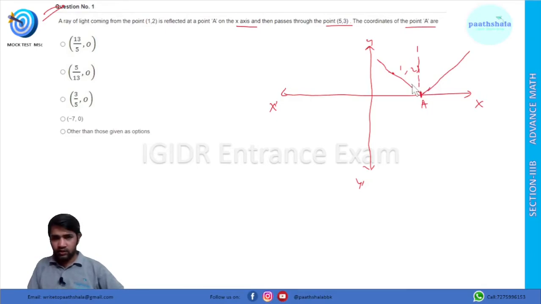You know that the incidence angle and reflected angle are both equal, so let's say this is theta and this is theta, and this is point L and this is point, let's say B, and this is passing through this point (5, 3). This is given, and this point is on the x-axis, so let's take this as (a, 0). Ultimately we have to find this small a.